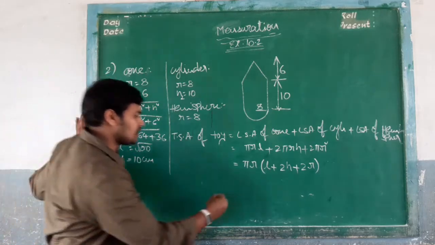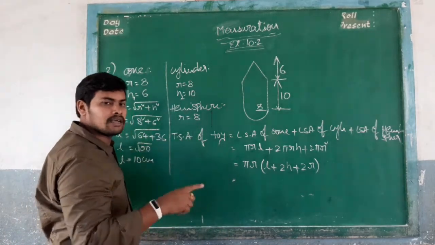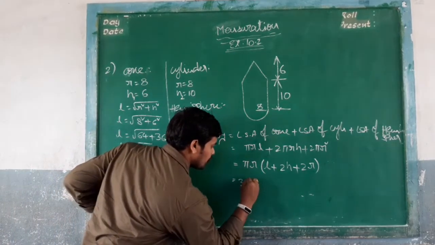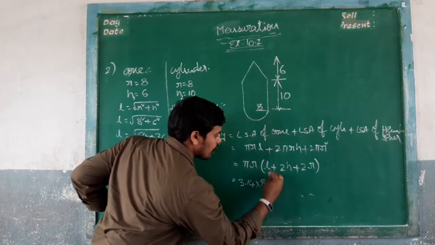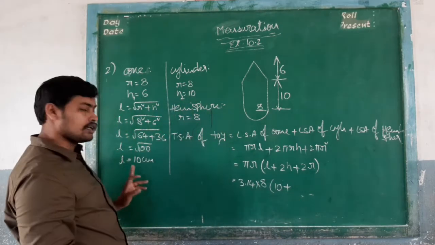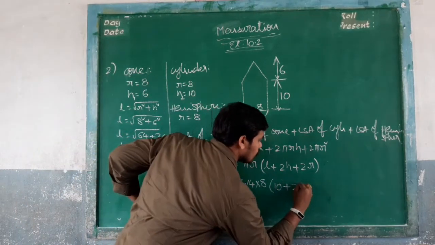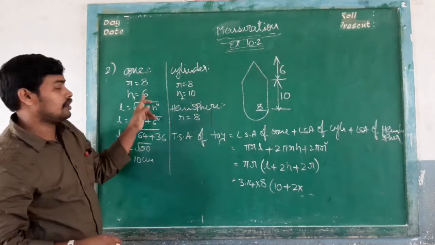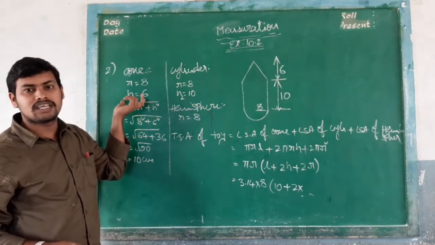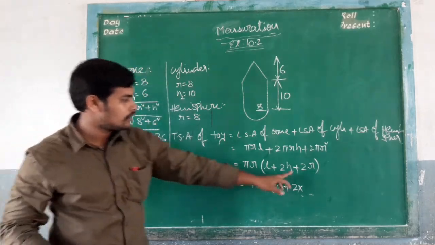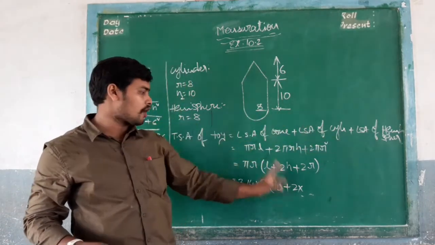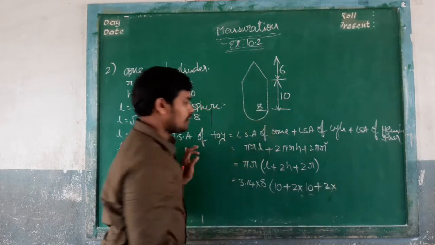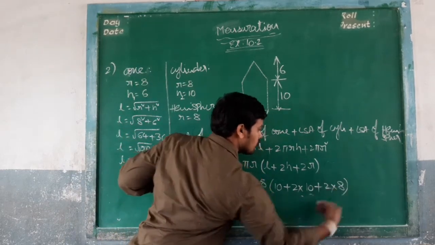So what is the pi value here? The pi value is mentioned as 3.14. You have to take 3.14, and the r value is 8 and the l value is 10. 2 into what is the h value? h is all about the cylinder. The h value of the cylinder is 10, not, sorry, the h value is 6, but 6 is of the cone. This h belongs to the cylinder. That's why you have to take the cylinder height, which is 10, plus 2 into the radius. The radii are all the same.